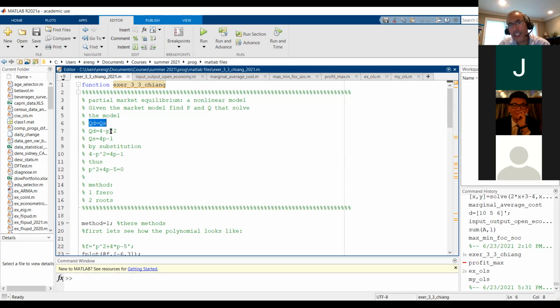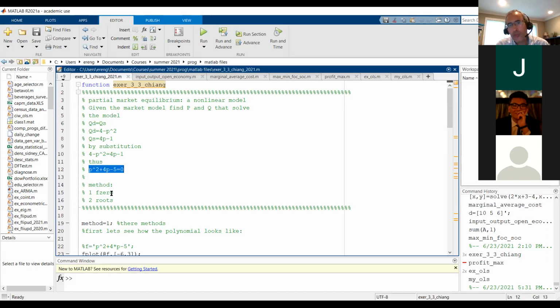One way of solving this system, guys, is you simply say, okay, QD is 4 minus P squared equals QS, 4 minus P. And then what you end up having is a quadratic function. Do you agree? And then with the quadratic function, what you're trying to find is the price that clears the market. That's the whole idea at this point. What is the price that clears the market, meaning that the quantity demanded equals the quantity supplied.